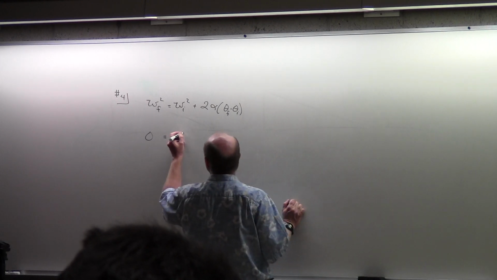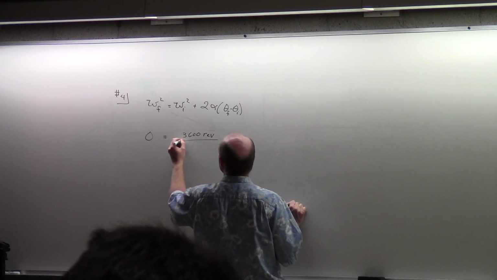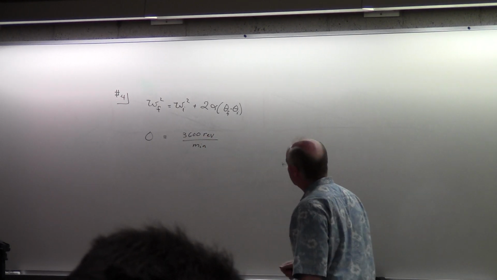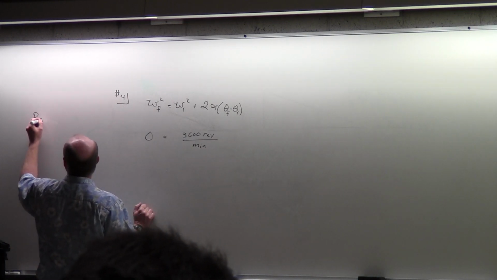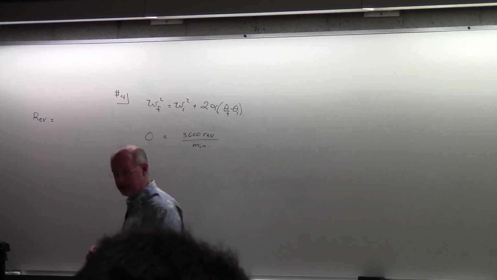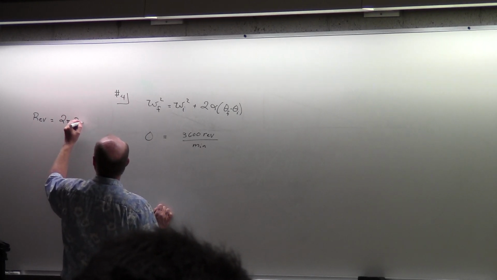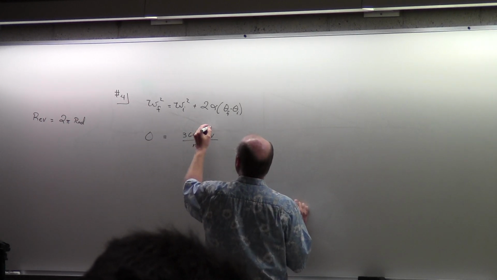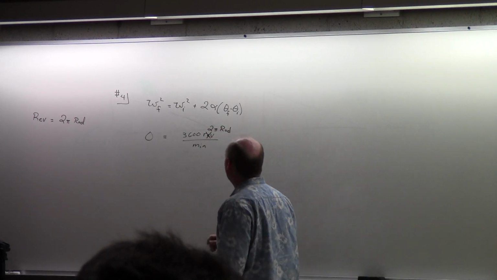So I'll put 3,600 revolutions per minute. And then maybe I'll do my unit conversion over here. How many radians are in a revolution? Yeah, so 1 revolution is 2 pi radians. So I will substitute 2 pi radians for 1 revolution.